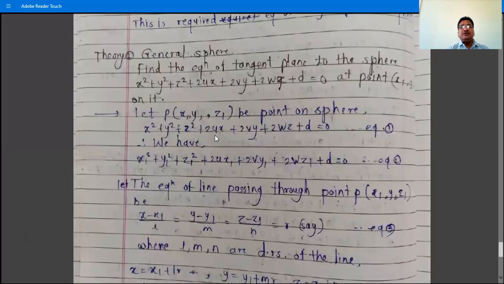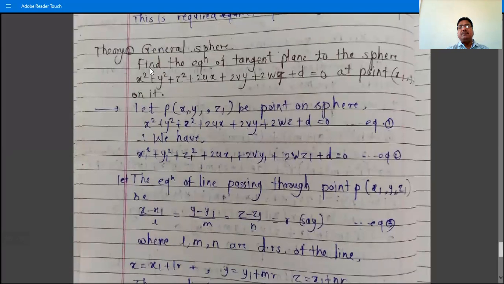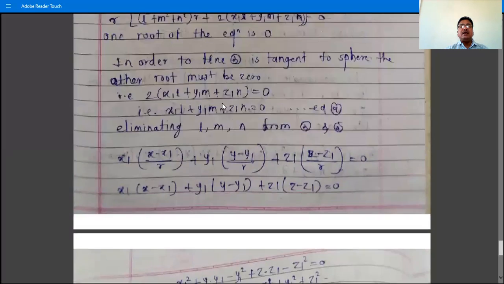The same procedure is applicable to this example, theorem number 2: find the equation of the tangent plane to the sphere. Now the equation of the sphere is in the general form, x square plus y square plus z square plus 2ux plus 2vy plus 2wz plus d is equal to 0, at the point x1 y1 z1 on it. So the same procedure applies.